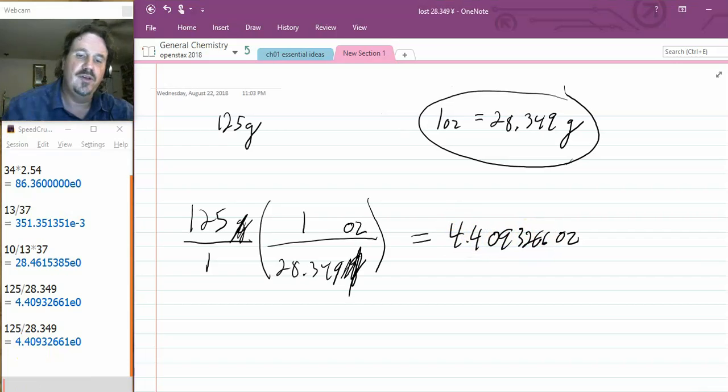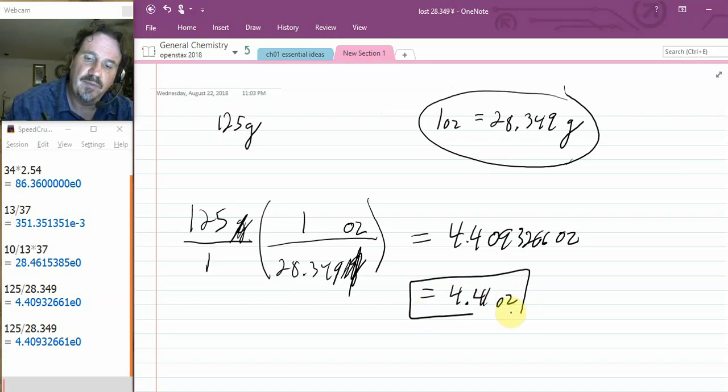Okay, I know all of those numbers are not significant. Let's go back over here. My ones are exact numbers. Don't need to include those. This is 5. Here's 3. So I guess 3 significant figures is what I've got. And so that's rounded off to 4.41 ounces. All right, quick and simple.